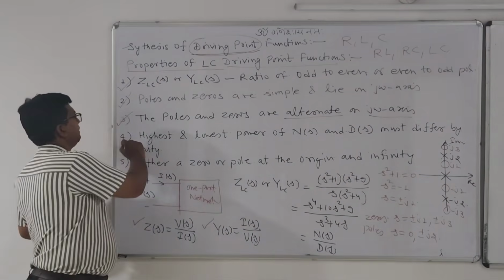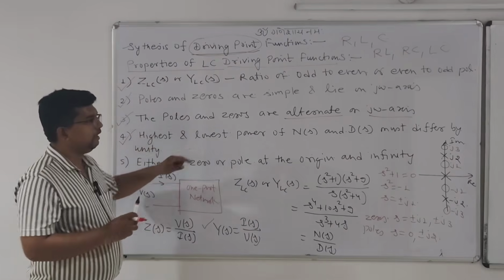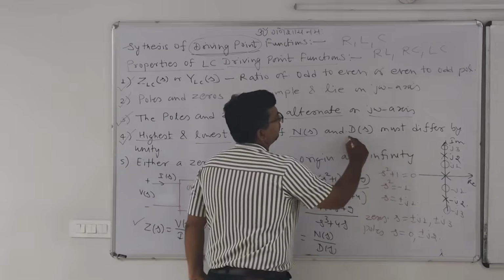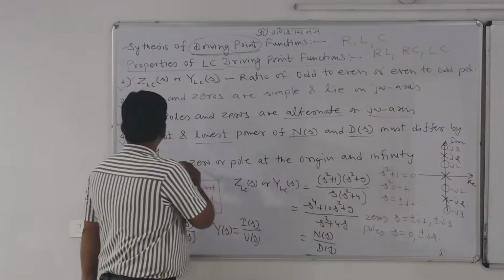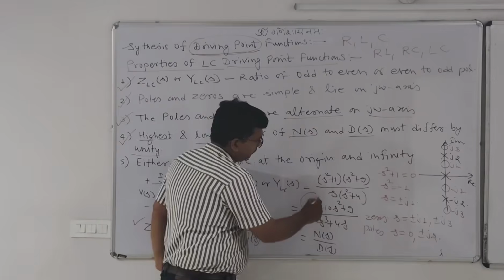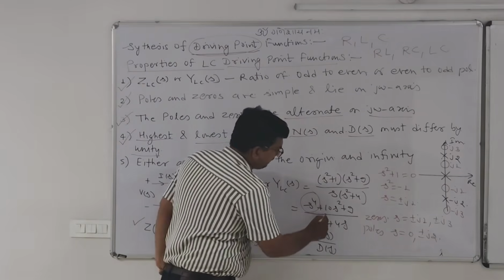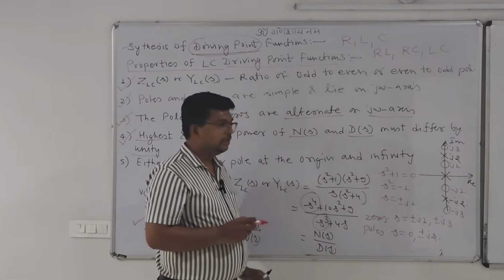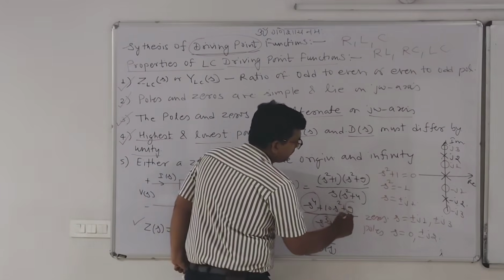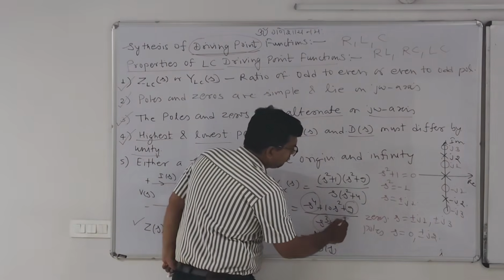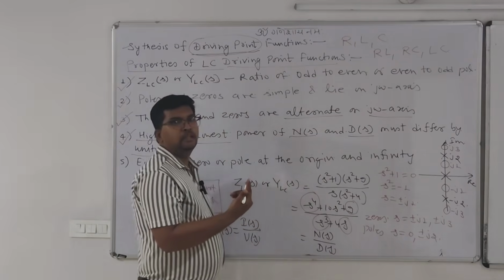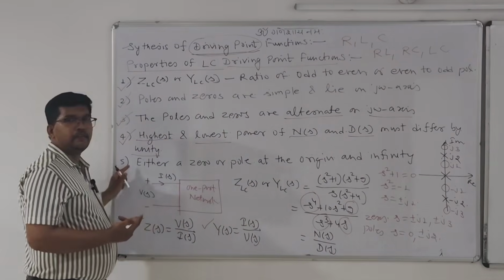Now, the fourth property says that the highest and the lowest power of the numerator and the denominator must differ by unity. It means if we consider the highest power of the numerator, s to the power 4, and the highest power of the denominator, s to the power 3, the difference is 1. Similarly, the lowest power of the numerator is 0 and the lowest power of the denominator is 1. So the difference is again 1. So this condition should also be satisfied.